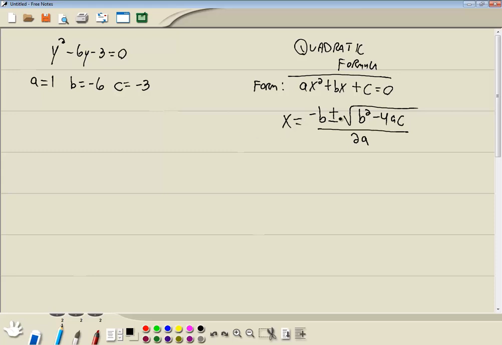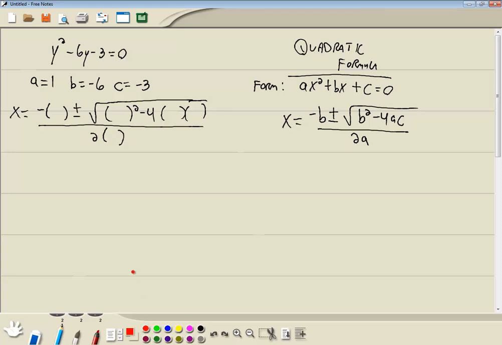Now it's a good idea to go through your quadratic formula, and everywhere you have a variable, put in a set of parentheses before you plug in your numbers. So we're going to have negative b plus or minus the square root of b squared minus 4 times a times c, all over 2a.